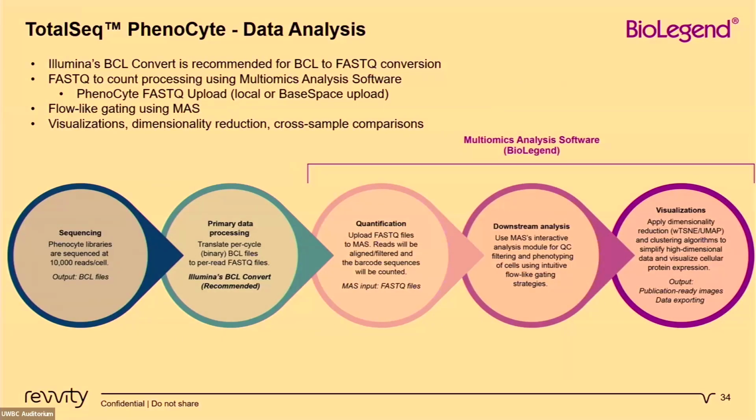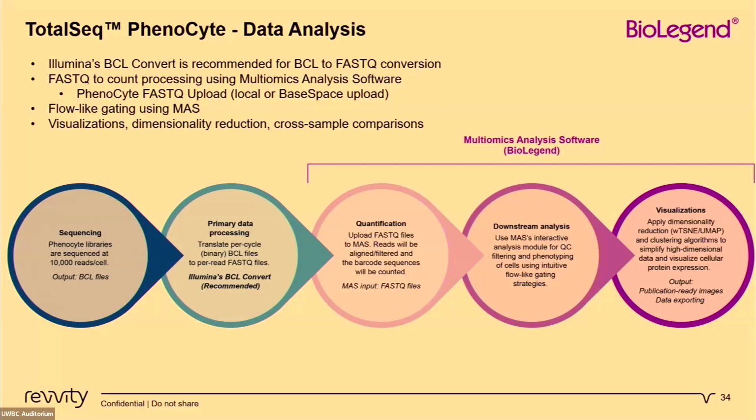On the data analysis side of things, you get BCL files out of the sequencing. We recommend using BCL Convert for BCL to FASTQ conversion. And then the FASTQ to count processing is done using our software. Contrast this with CITE-seq analysis, where you can use our multi-omics analysis software, but the count processing is done ahead of time and you're uploading count files. In this case, you're uploading FASTQs, and we will do the conversion to counts in our software.